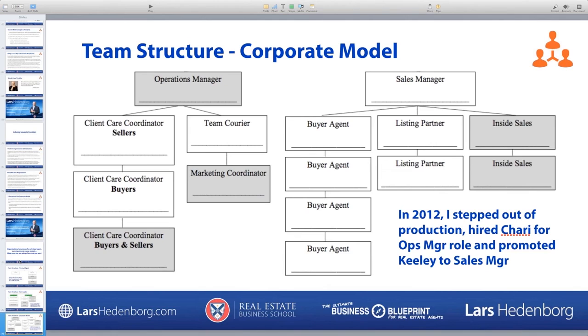And we've got a couple inside salespeople. One is offshore, helping Keely generate seller leads, and one is in our office on the buyer side. So that's what we look like right now. In 2012, I stepped out of production, hired Cherie for the operations manager role, and promoted Keely to sales manager.